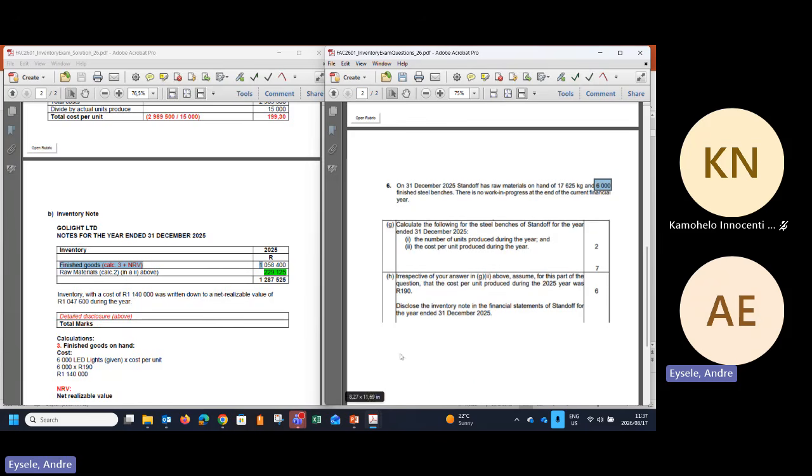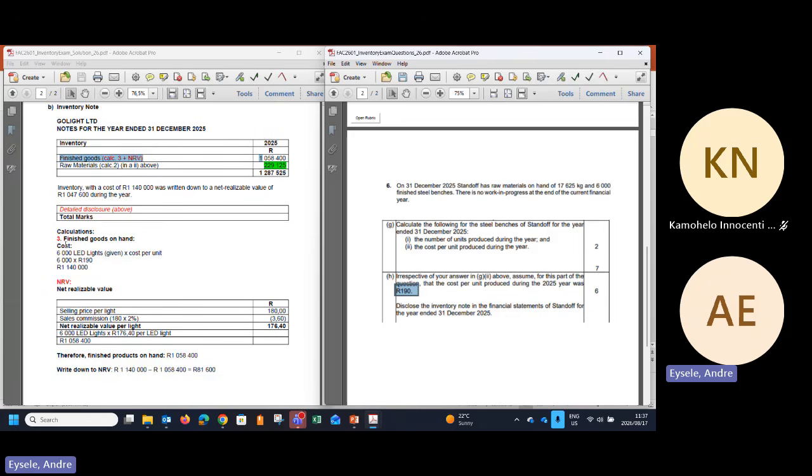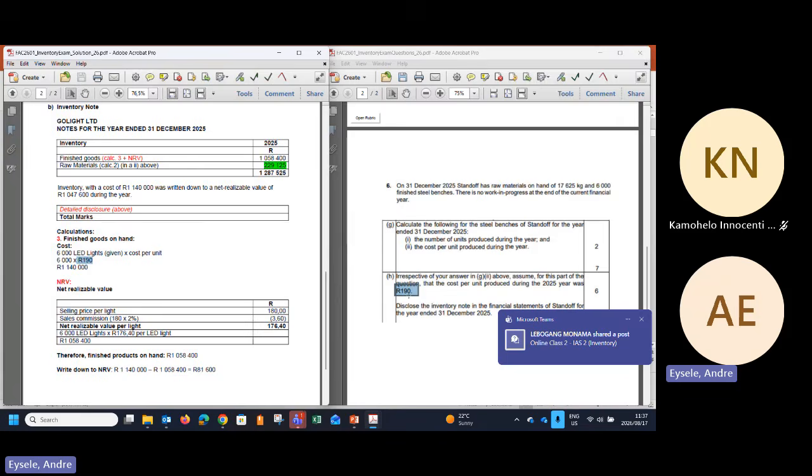Well, they said that your cost is now 190 rand. We give you the cost of 190 rand. So you compare now cost with your net realizable value. So what is your cost? What is the finished goods on hand at year end? Well, they said 6,000 steel benches multiplied by the cost they gave you, 190 rand. So you need to apply 6,000 times 190, which is 1140. That is your total cost for your steel benches at year end.